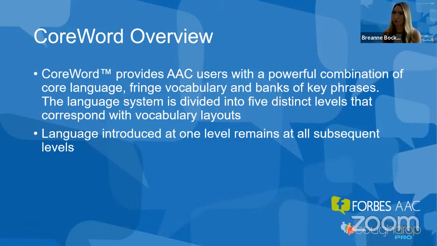We'll go through those more specifically one by one, but they're CoreWord 6, 12, 20, 40, and 60. That ranges in design from more emergent communicators to those needing more complex language functions. Furthermore, the language that's introduced at one level remains at all the subsequent levels. That means everything stays consistent across the levels, and it helps with language growth.